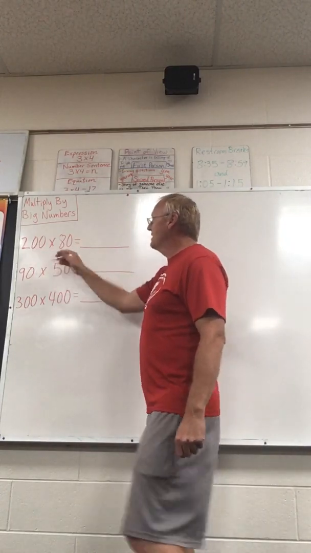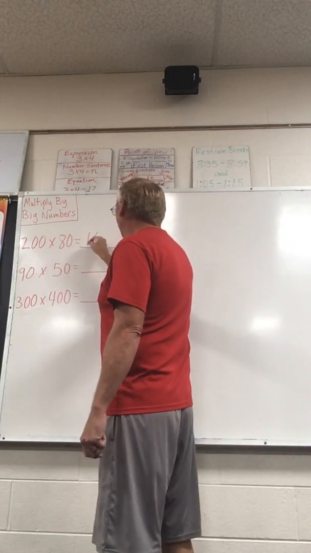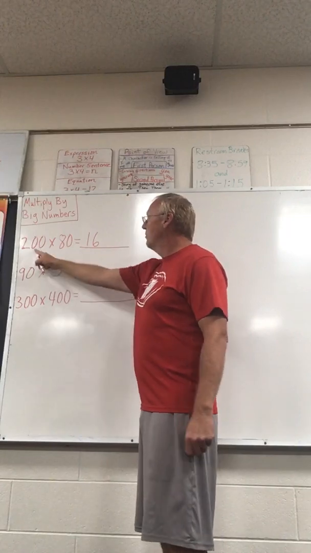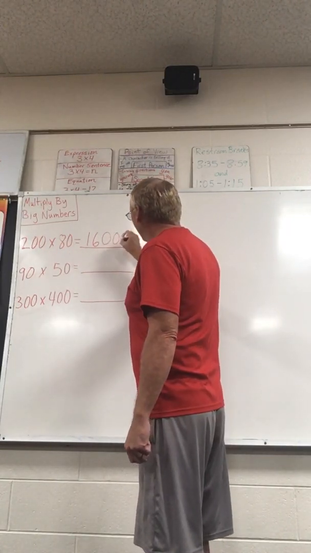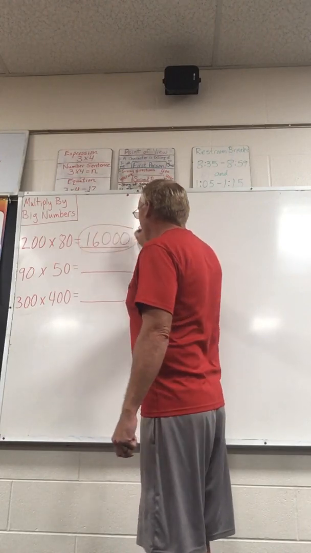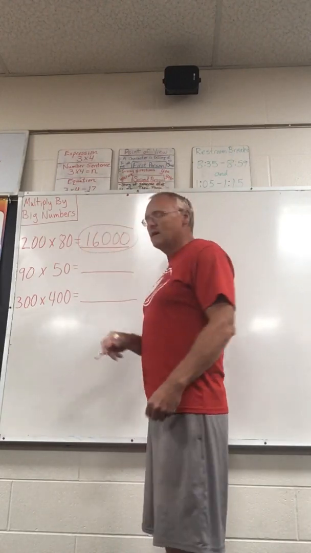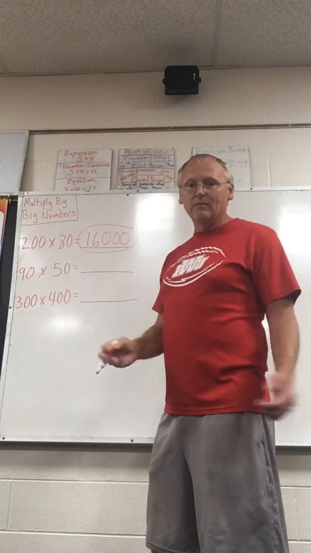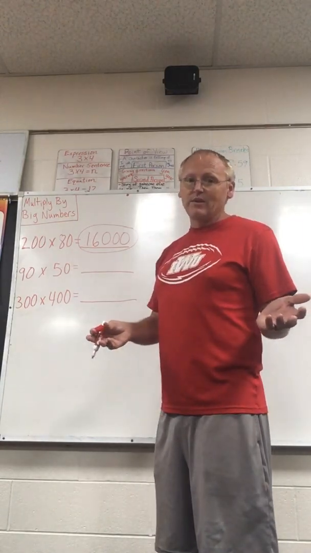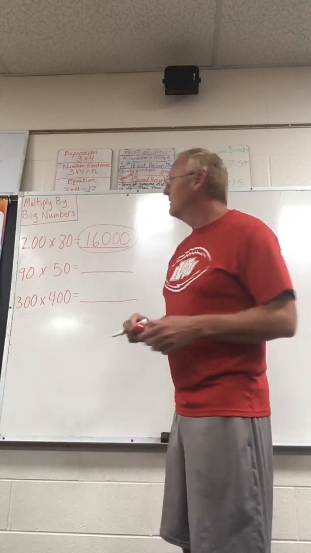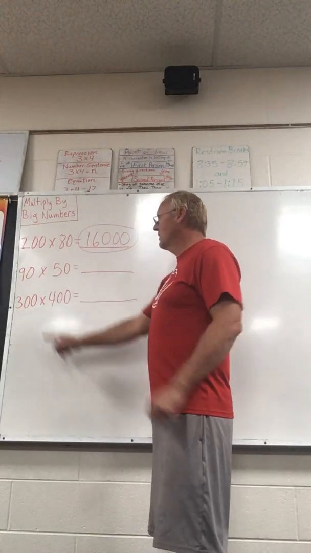2 times 8 is 16. Count your zeros. 1, 2, 3, so you have 3 zeros in your answer. Okay, that's 16,000. You can put the commas in there if you want. You don't necessarily need to have them. I'm just going to leave the commas out for now. It's still 16,000 whether you have a comma in there or not. Okay, let's look at the next one.